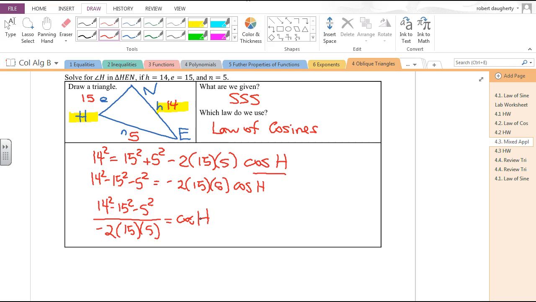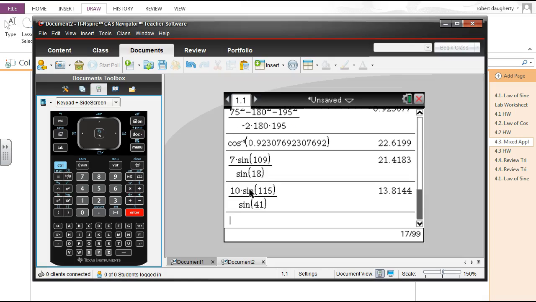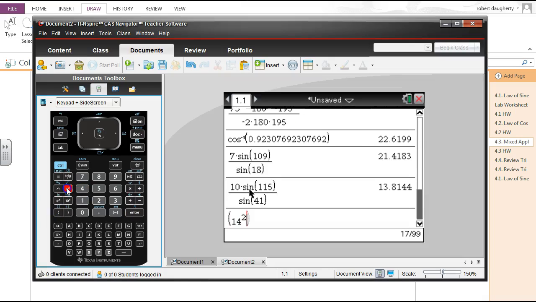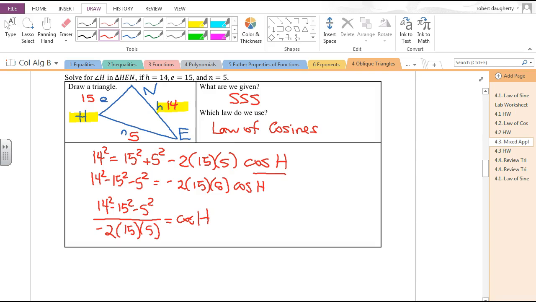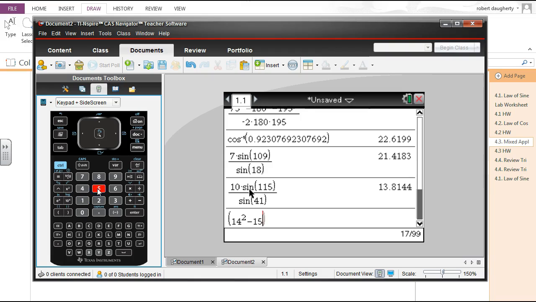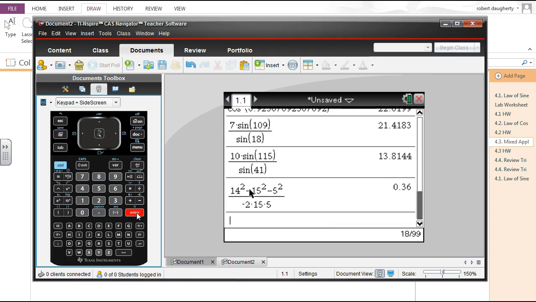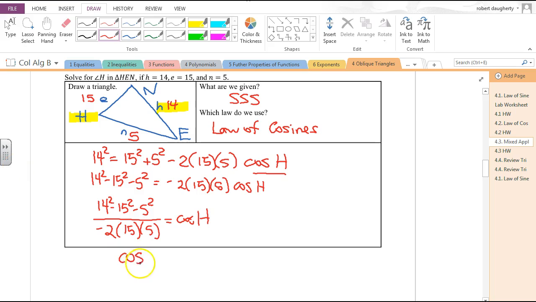Calculator. I'm going to put all of this in. Being real careful, since this is a fraction, I'm going to use parentheses. 14 squared minus 15 squared minus 5 squared, end my parentheses. All of that is divided by, new set of parentheses, negative 2 times 15 times 5. And this is 0.36. So the cosine of H equals 0.36. How do I solve that for H?